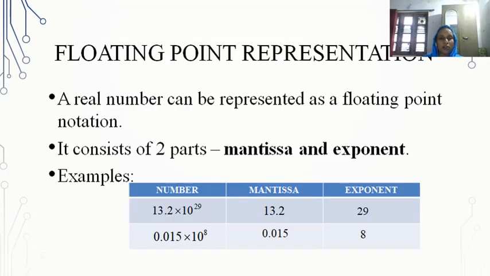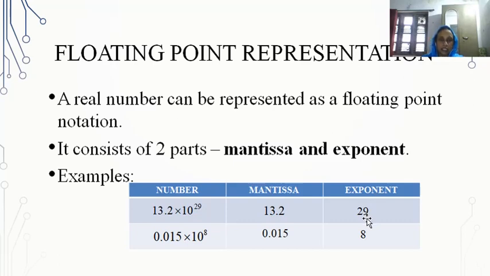In this floating point representation, a real number can be represented as a floating point. In this representation, the number has two parts. One part is called mantissa and the other part is called exponent. So, there are examples here. You can see here 13.2 into 10 raised to 29. In this number, 13.2 is called mantissa and 29 is called exponent.